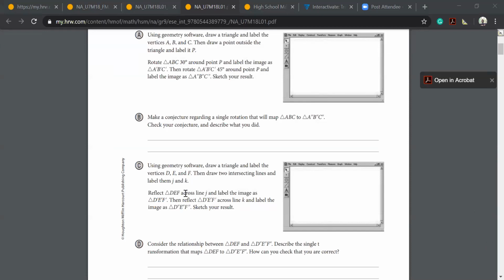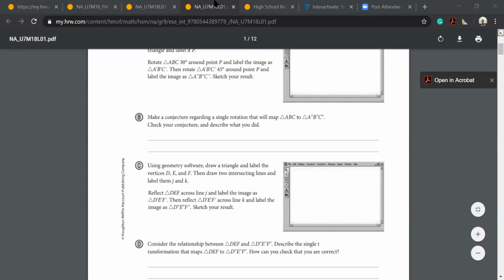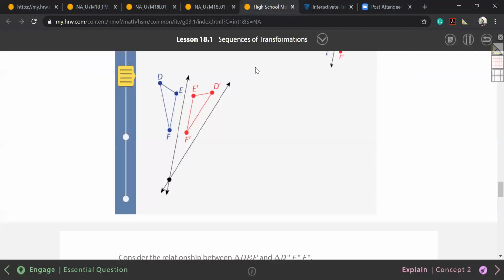Reflect triangle DEF across line J and label the image as D prime, E prime, F prime. Then reflect the new one across line K and label the image as D double prime, E double prime, F double prime, and sketch your result. What is this again? Yeah, and this is what we are going to be doing exactly.